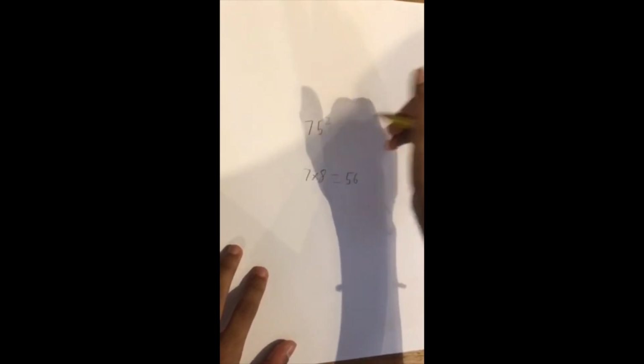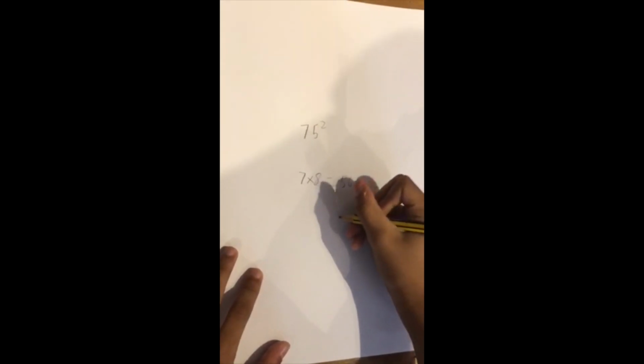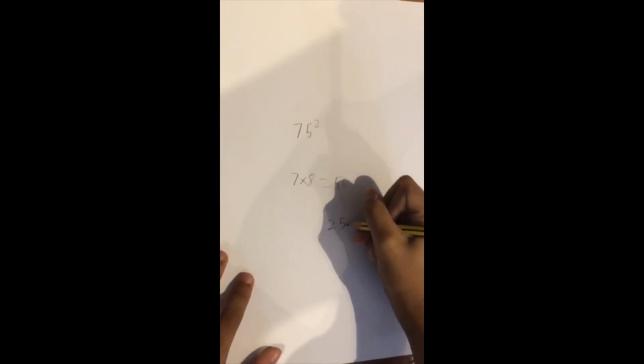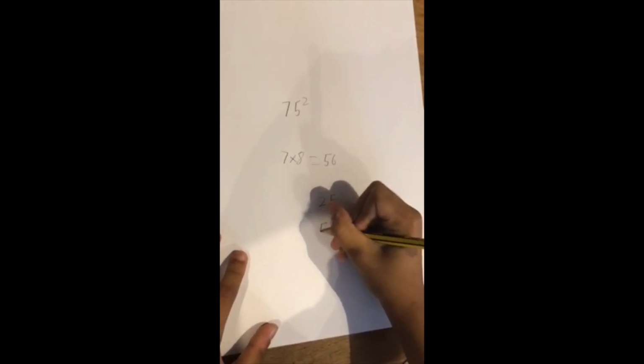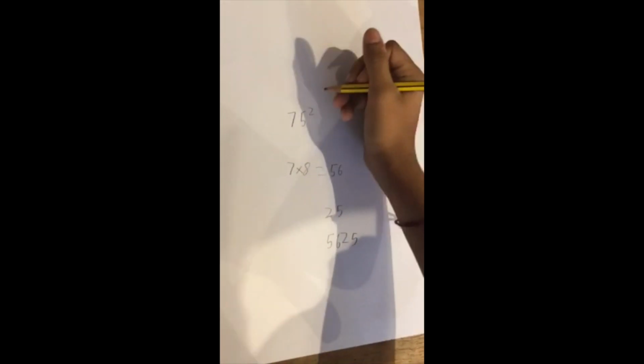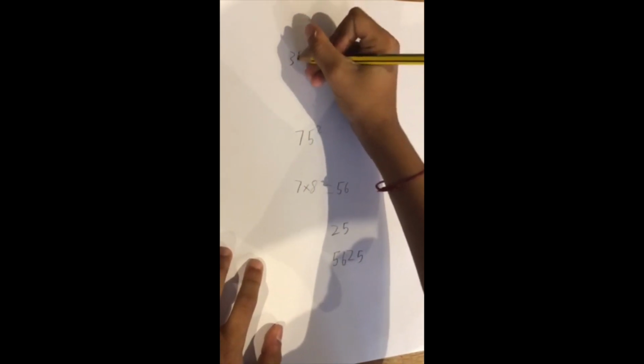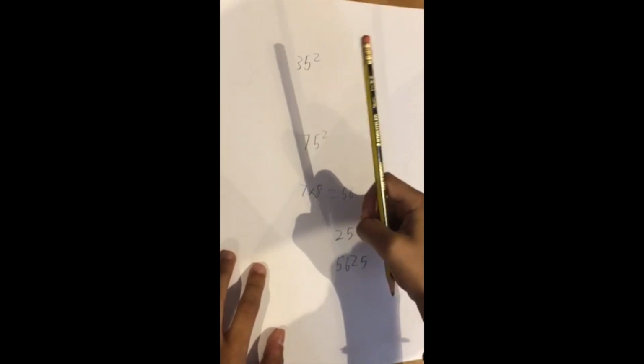Now, you have to remember that if you get a number that ends with 5, the ending is always going to end in 25. So now, there you have it, 5625. And now, if I ask you, what is 35 squared? Write down in the comments below.